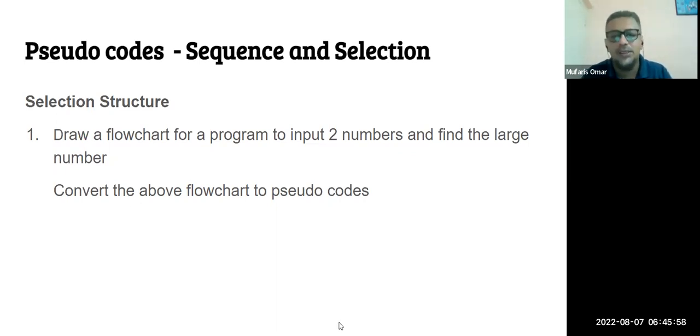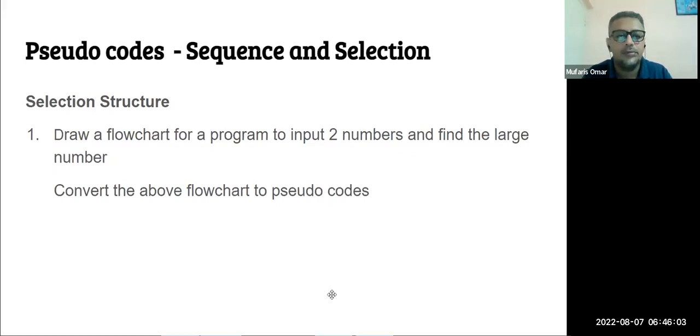So we have these flowcharts. We already did this one. So write down this question, second one. If you don't understand anything, please let me know. Draw a flowchart for a program to input two numbers and find the large number. Convert the above flowchart to pseudocodes. So our main idea is converting the flowchart to pseudocode.